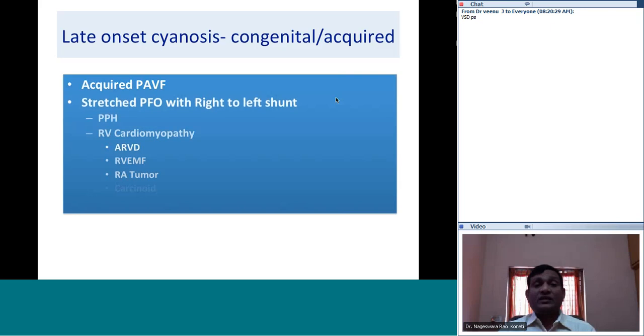Similarly, stretched foramen ovale with a right to left shunt is seen classically in PPHN and right ventricular cardiomyopathies, examples like arrhythmogenic right ventricular dysplasia, right ventricular endomyocardial fibrosis, and right atrial carcinoid tumors, which all cause obstruction or increased RV EDP, leading to high right atrial pressures, and then there will be shunting across the foramen ovale. Similarly, all Eisenmenger syndromes you can also classify as late onset cyanosis due to congenital heart disease.